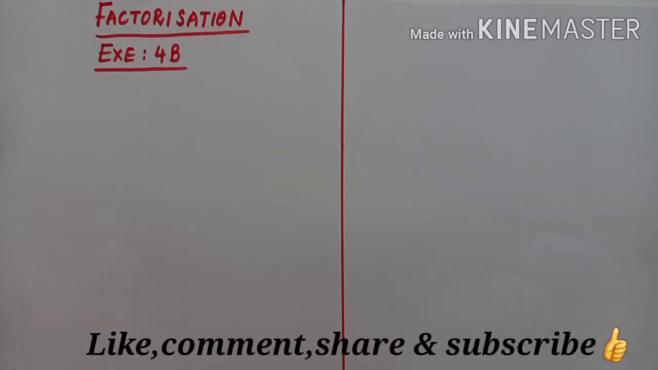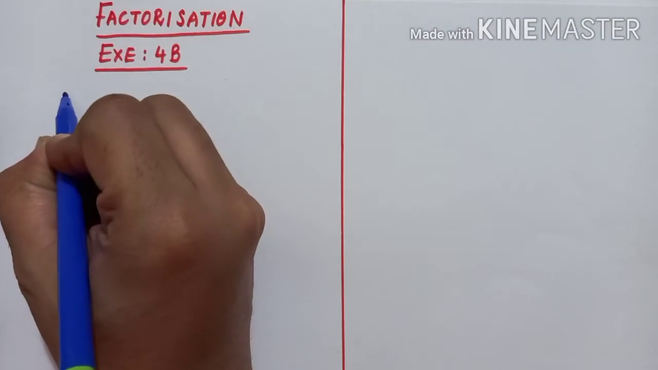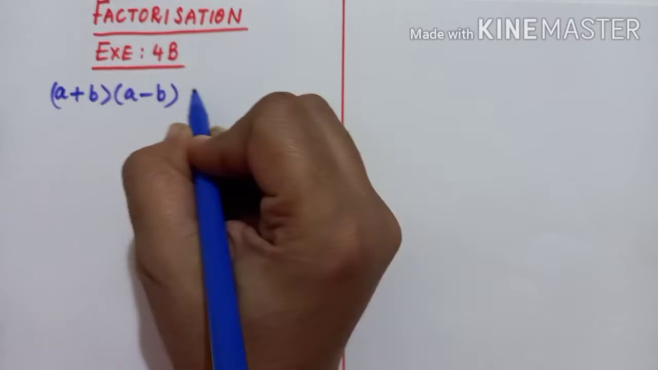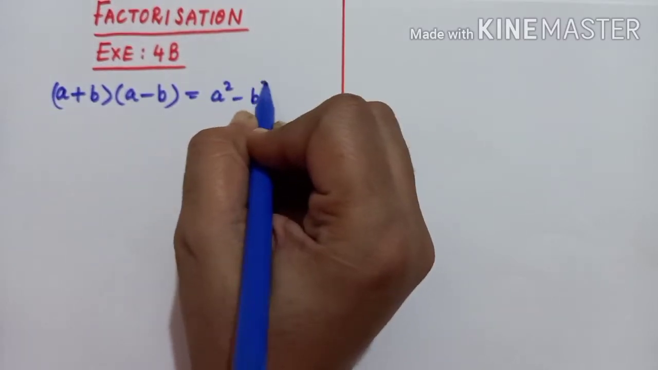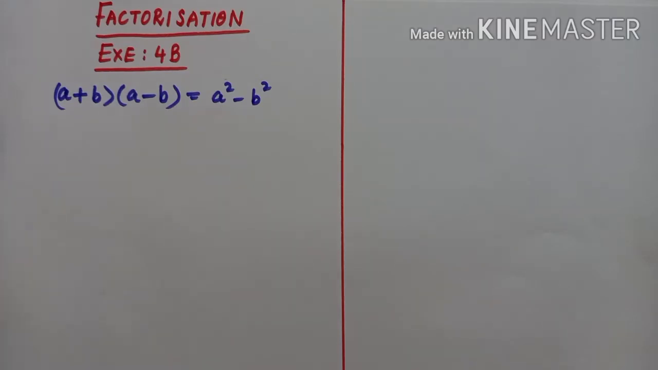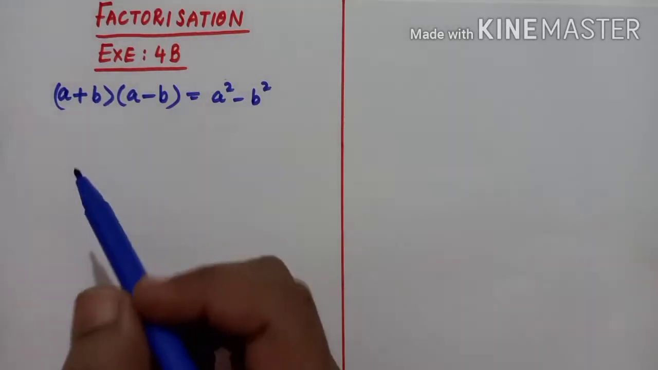Hello everybody. So in this video we will learn the chapter factorization, that is exercise 4b. Here most of the problems in this exercise are based on the formula (a plus b)(a minus b) equals a square minus b square. This identity you have already done a number of times in your previous chapters. So using this expansion we are going to solve most of the problems in this exercise.